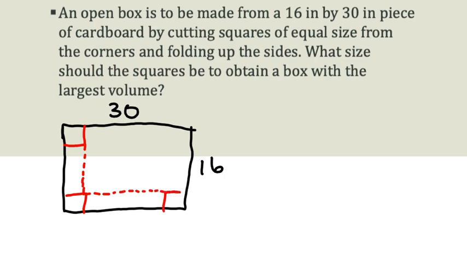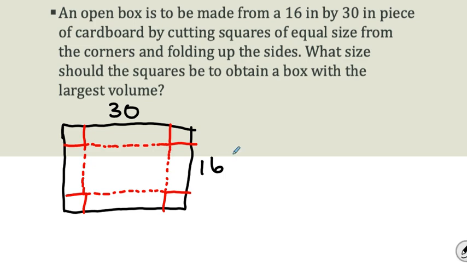So this is kind of what we are looking at here. I'll draw my dotted line there, solid line, solid line. Okay, so the solid red lines are what we're going to cut out, and then fold up these sides on the dotted lines to form a box, right?